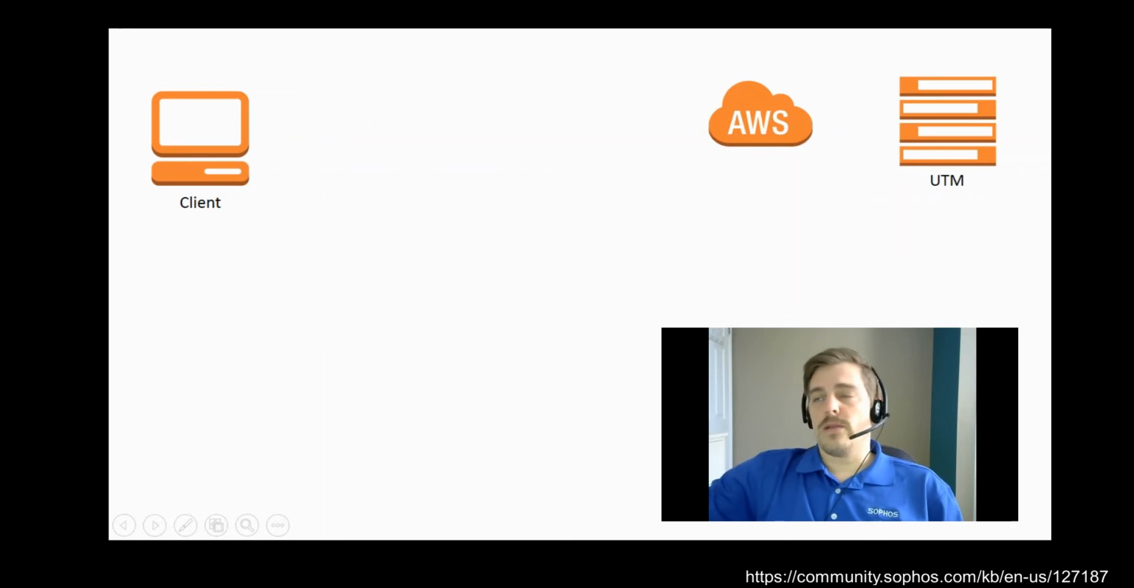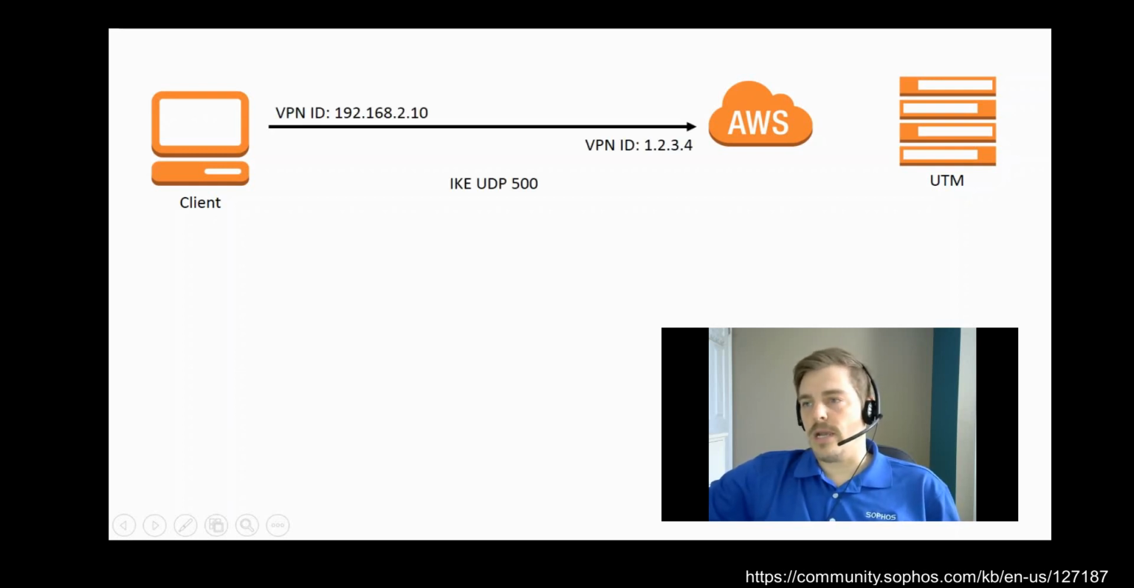How does it differ when it's an instance on AWS? To the client at least, nothing has changed. The client doesn't care. It's going to send the same information. It's going to send UDP 500 to a public IP address, and it's going to have a destination VPN ID of the public IP address. So again, in our example, it's going to stay at 1234.